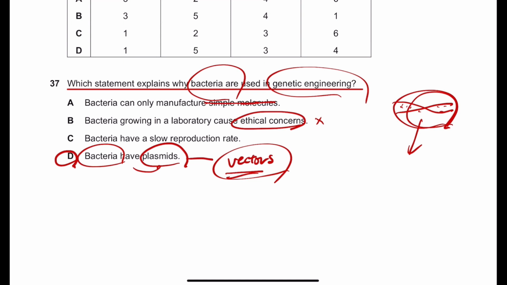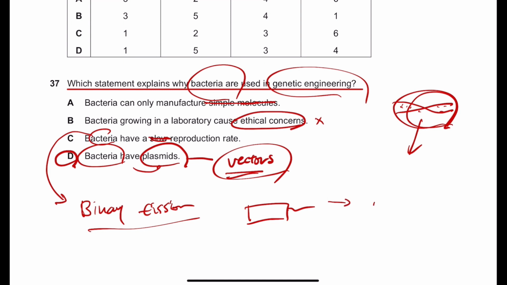Okay, and C is not the answer as well because they have a very fast reproduction rate. They go through the process of binary fission. Binary fission means one bacterium becomes two bacteria by simply dividing itself. Okay, that's the binary fission. All right, so the answer is D for this one.